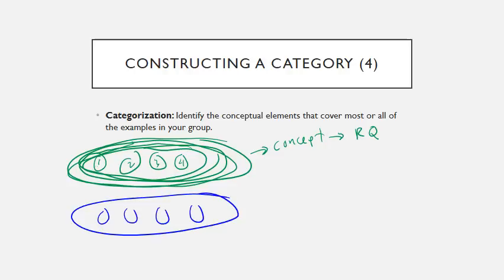And you do the same thing with your other code group. What is it that brings all of these little examples together? What is the concept or the theme? And what is it in terms of the RQ?